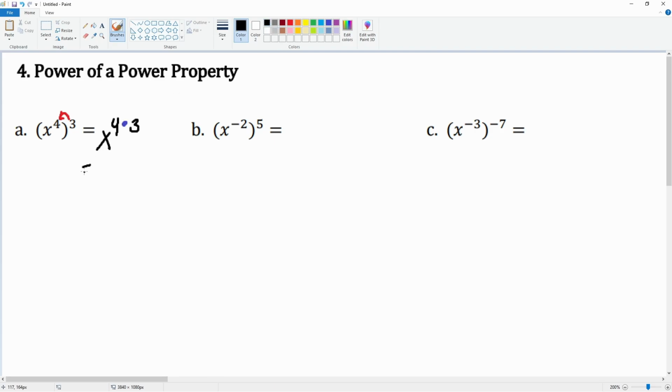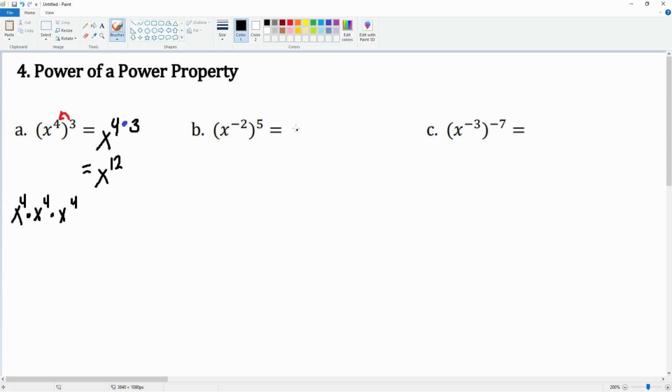This is going to get you x to the 12, because again, x to the fourth means you have x to the fourth times x to the fourth times x to the fourth. Okay, just add them all up together. That will get you an x to the 12, right?